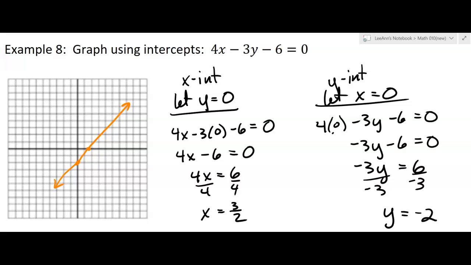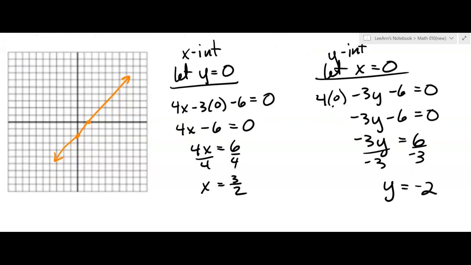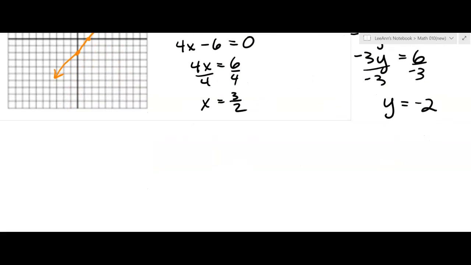Now, a lot of textbooks, when they're teaching the intercept method, will have you do a 3rd point just to make sure that everything's lining up. Because if you make one mistake, your whole line's going to be off. Now, you could do that. You could just pick any point for x or y, but let's let x equal 1. So my equation was 4x minus 3y minus 6 equals 0.